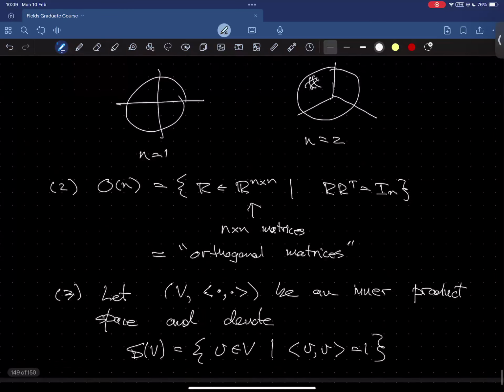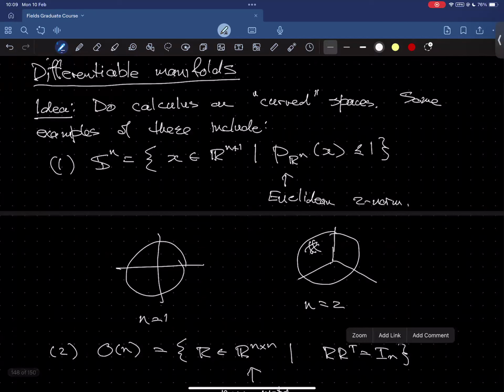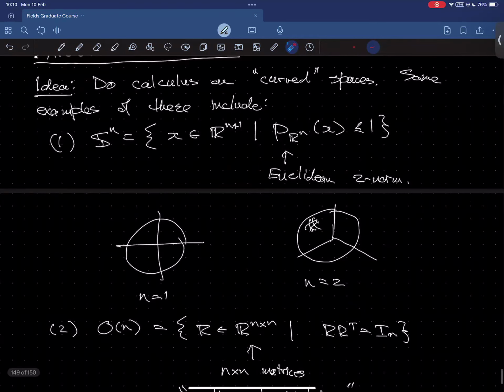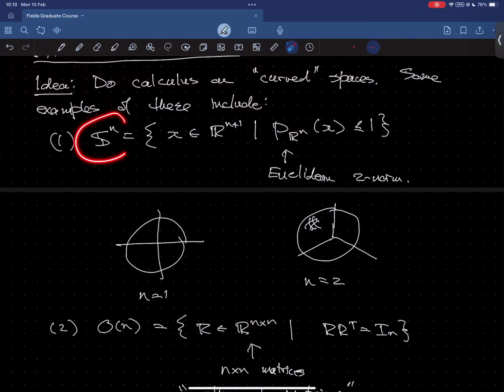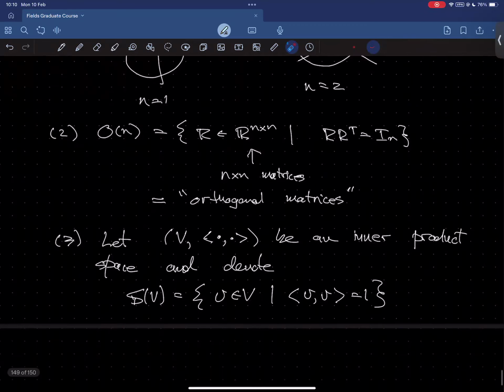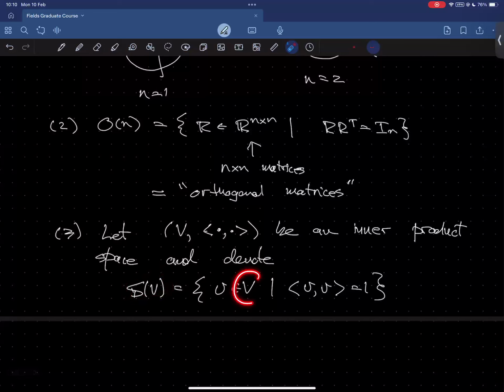One of the things you notice is that in all of these examples, these things satisfy nonlinear equations that define them, that equation, and that equation, and that equation. As a result, none of these things are subspaces of a vector space. This is not a subspace of Rn plus 1. This is not a subspace of the set of n by n matrices, and this is not a subspace of the Hilbert space V. These are curved things. So that's the point of differential geometry.